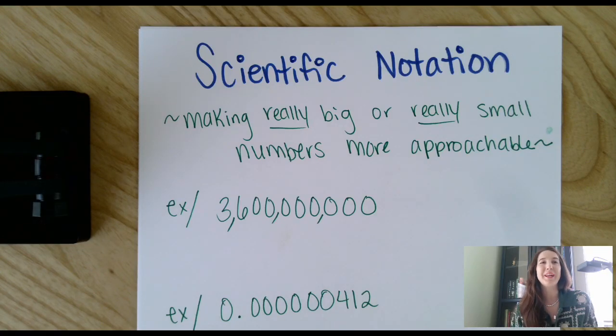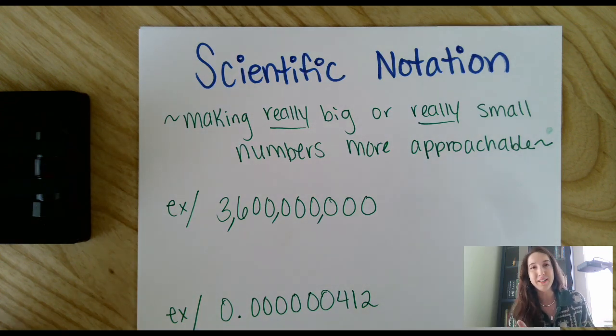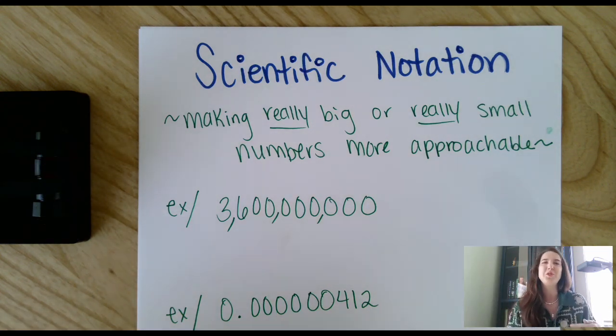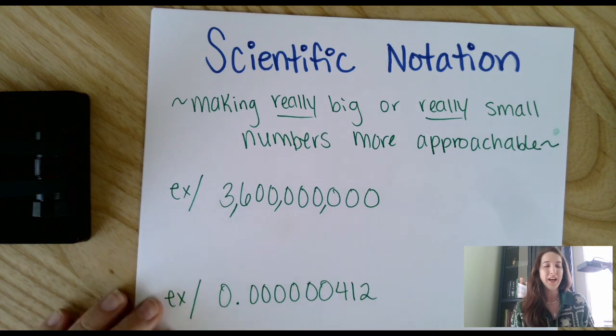We are going through another introductory topic in your chemistry class, and that is scientific notation. This is when you make really big numbers or really small numbers more approachable, or more condensed, basically. So you're always going to have a number that is greater than 0, less than 10, times 10, and then you have an exponent.